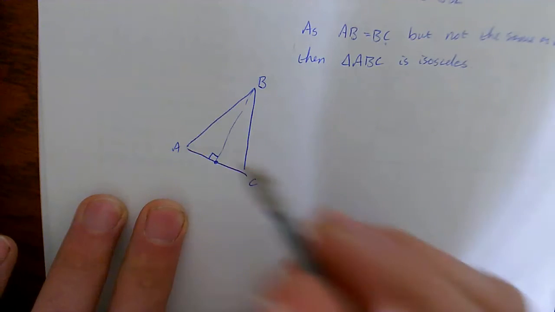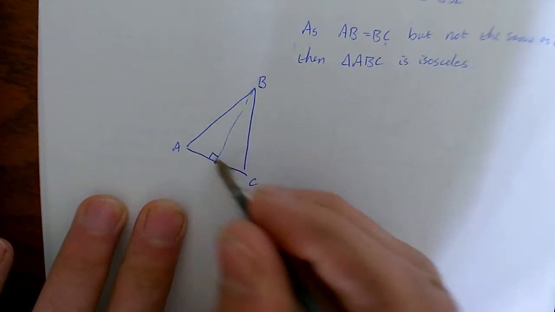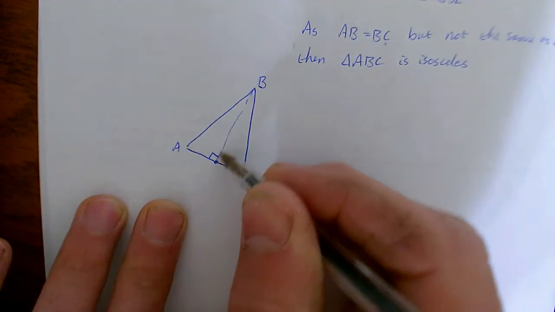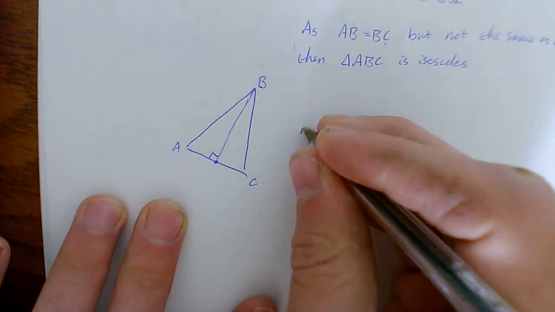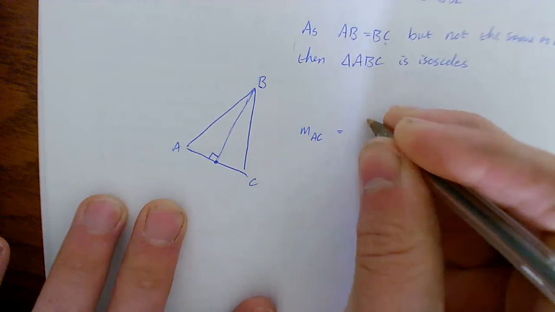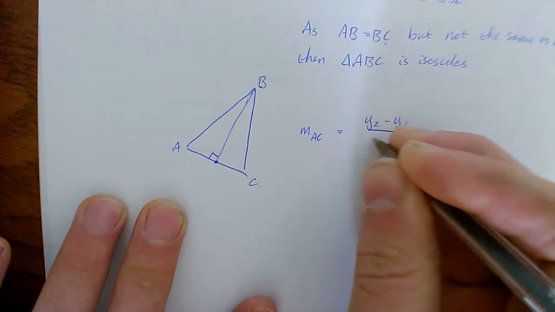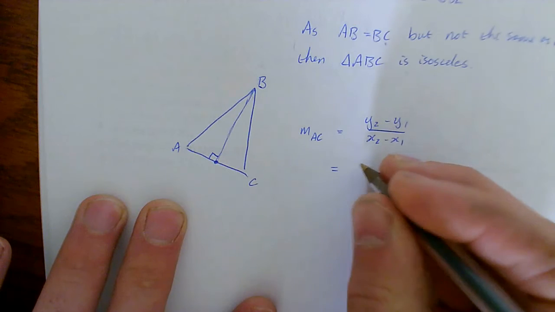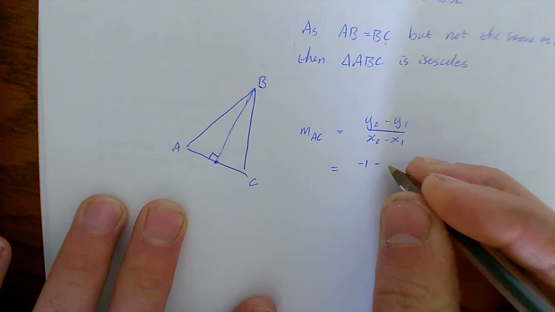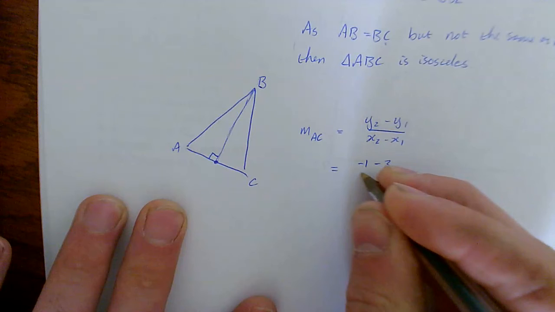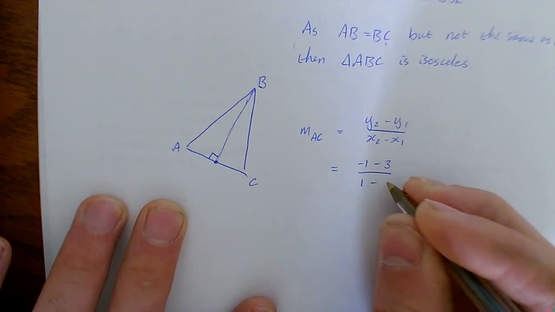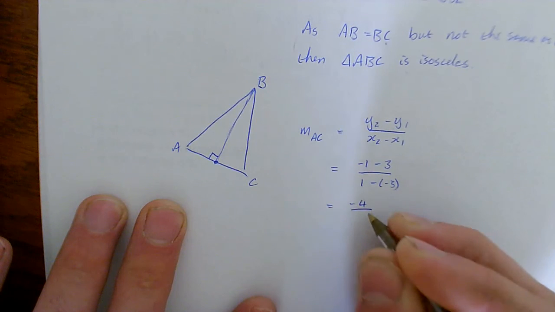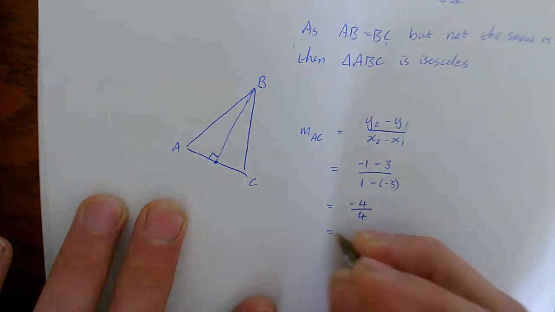At the moment, all we need to know is the gradient of this line. So if we can find the gradient of AC and find the perpendicular gradient to that, then we have the gradient of this line here, which is the axis of symmetry. So we want the gradient of AC, so we're doing y2 minus y1 over x2 minus x1. That is minus 1 take away 3 over 1 take away minus 3. So that is minus 4 over 4, which is minus 1.